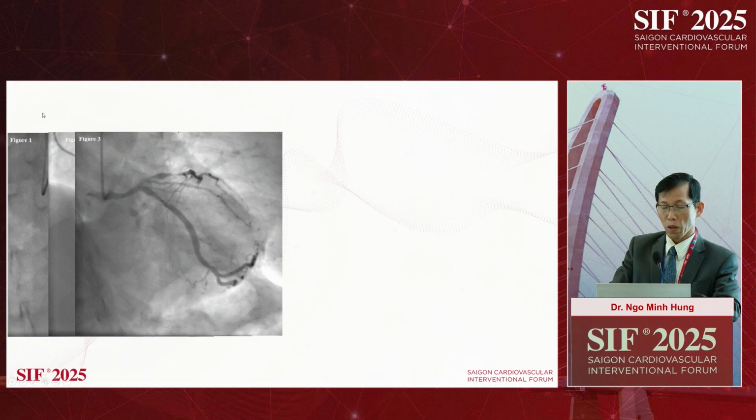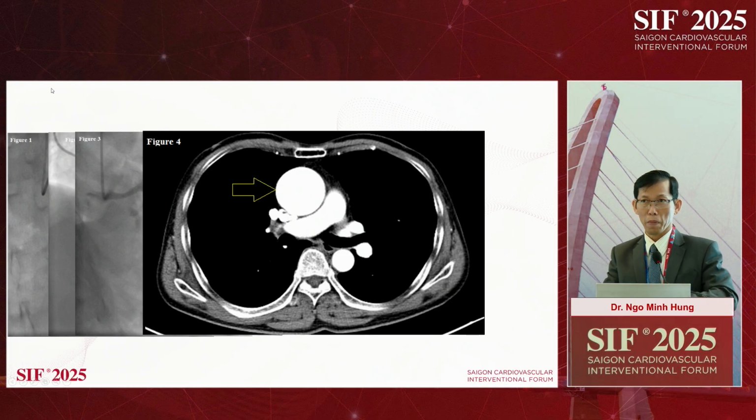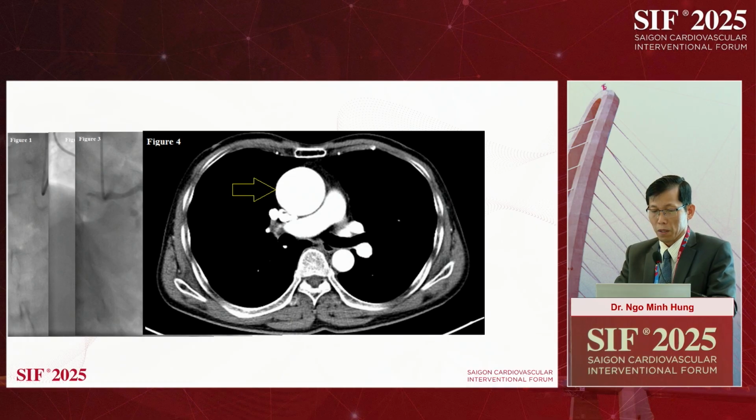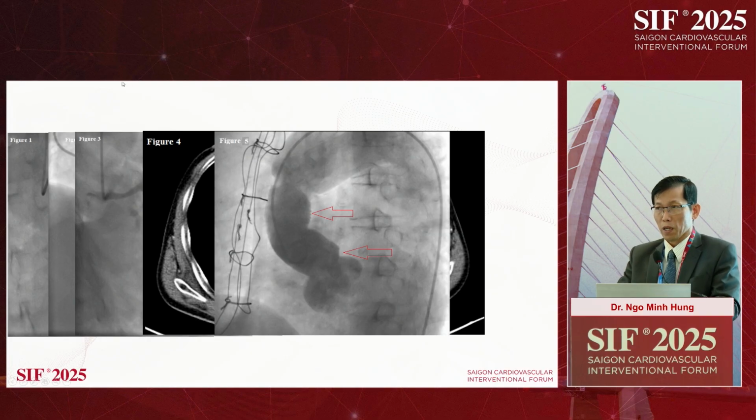So this is the aorta. You can take a look at the aorta and measure it. The measurement of the aorta is about 60 millimeters. It's quite big, and the patient had symptoms at that time, so they had to do the procedure like this. They replaced the ascending aorta, and this is a picture after 1 year.